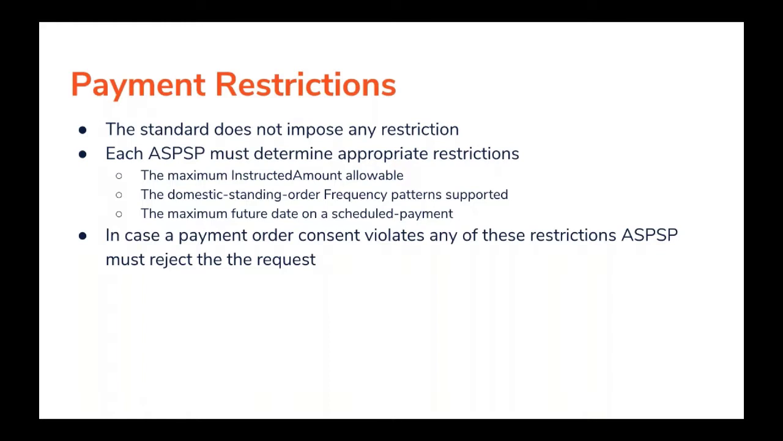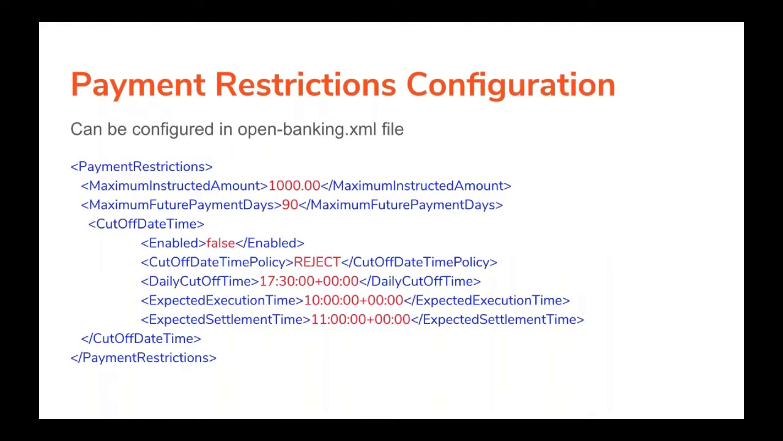Then we have maximum future date for scheduled payments. In case a payment order consent violates any of these restrictions, the ASPSP will reject the request and send the proper error details to the TPP. And these payment restrictions are configured in the open banking XML file. If you go through it, you can see under the payment restrictions, there are maximum instructed amount, maximum future payment date, and then the cutoff date time validation parameters.